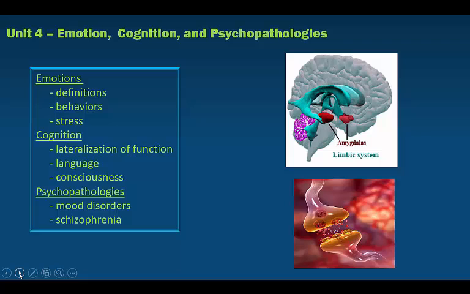The chapter on cognition is a fascinating one. Here, we will look at the biological basis of language and examine whether or not other animals are capable of using it. We will also tackle the difficult notion of consciousness. What is consciousness anyway? Is it merely a byproduct of brain activity? Do other animals experience consciousness? Finally, the unit concludes with the study of mood disorders and schizophrenia.